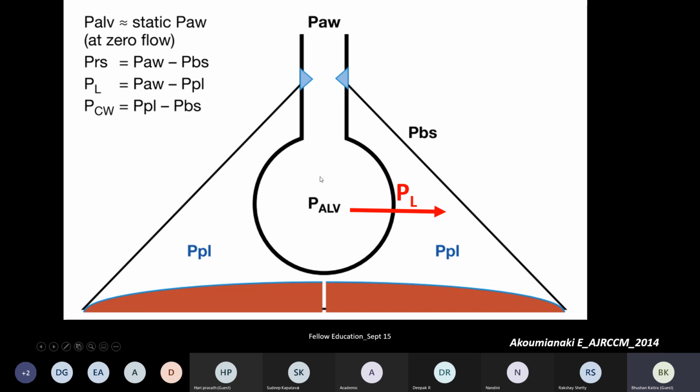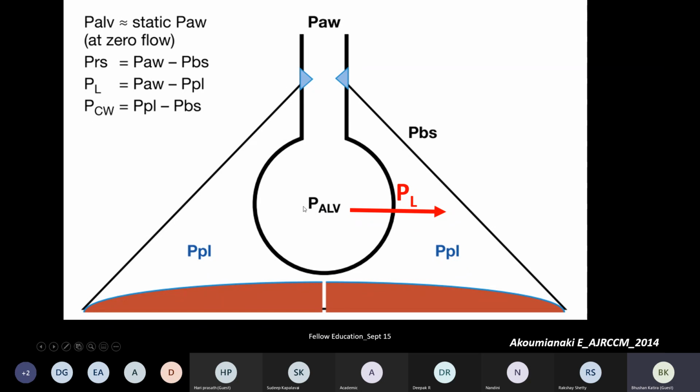The pressure applied to the respiratory system is the airway pressure minus the atmospheric pressure. The resistive component goes away at zero flow, therefore plateau minus atmospheric pressure, which is zero, means plateau pressure itself becomes the pressure applied to the entire respiratory system after the resistive forces have been overcome. But it has two components: the transpulmonary pressure and the trans chest wall pressure.